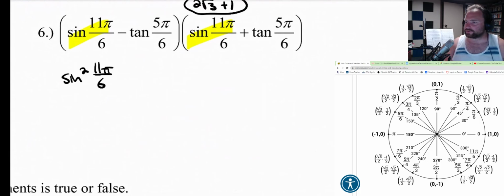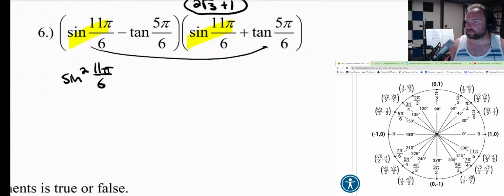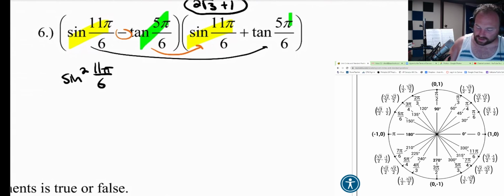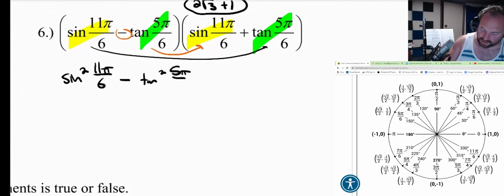But then, look at what's going to happen. We're going to get a sine times a tangent, and then also the same tangent times the same sine, but it'll be negative. So those will cancel out. That's so nice. And then at the end, we'll have minus tangent squared of 5 pi over 6. Okay, found ourselves a little shortcut there.